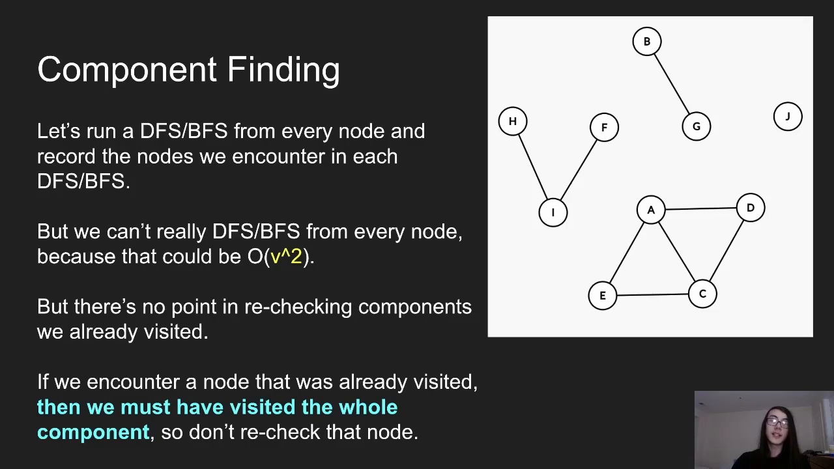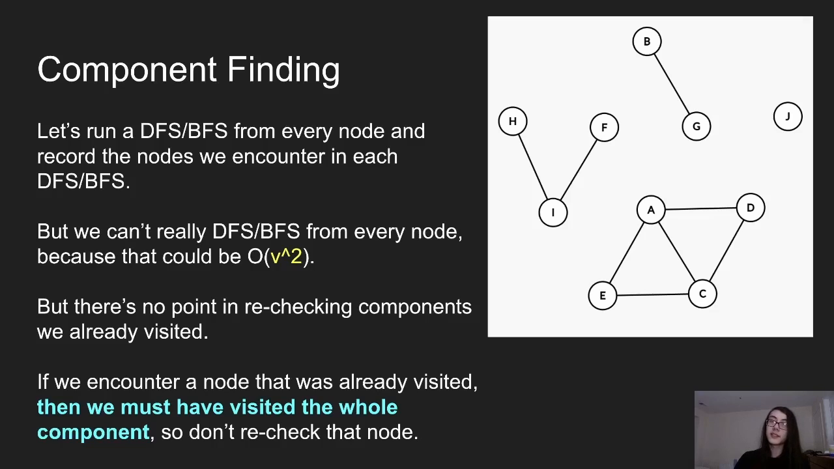We run a DFS or BFS from every node and record the nodes we encounter in each search. But there's a problem here. If we run a DFS from every node, then that could be a problem for time complexity. And plus, we would visit each component multiple times since we start the DFS from every node. For example, if we DFS from B and G, then we would record that component twice.